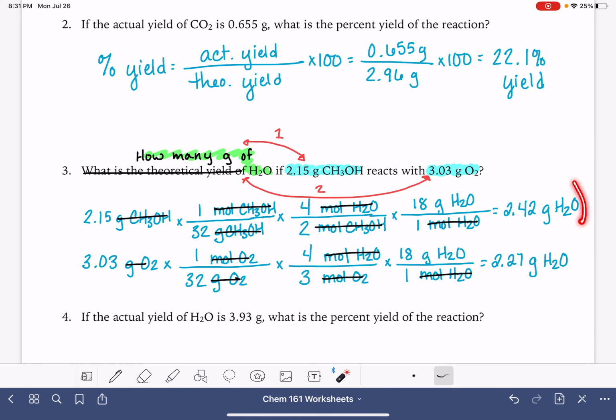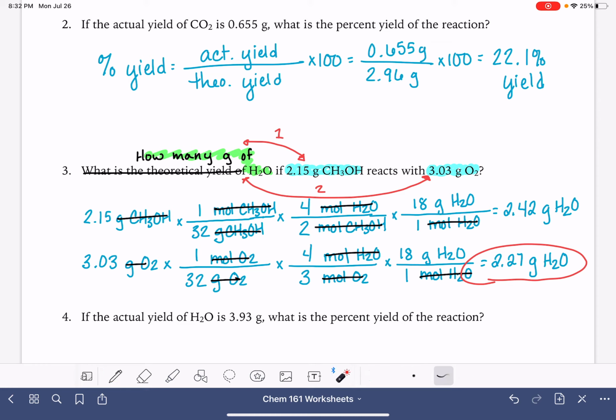We've calculated it 2 separate times. Only one of these is correct. They both can't be correct. The reaction is either going to produce 2.42 grams or it's going to produce 2.27 grams, but it's not going to produce both. Only one of them can be the correct number, and the only way mathematically that that's true is if we choose the smaller number. The smaller number is always the correct number.